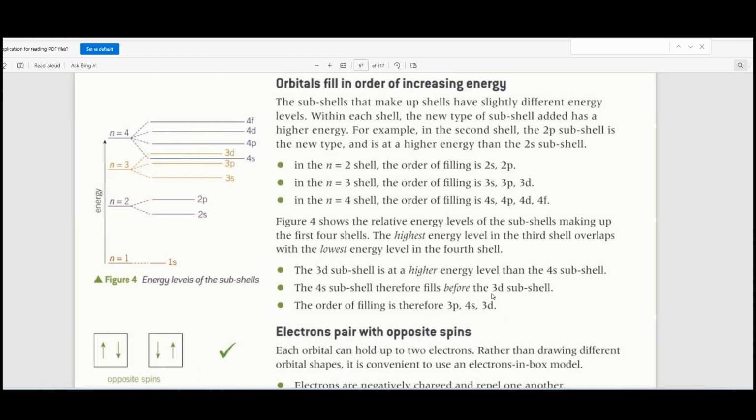So for now, just keep this in mind that we first fill 4s then 3d, because 4s may have slightly less energy than 3d. So what they said before was that if you go from shell 1 to shell 2, shell 3, shell 4, the energy level increases. But these are the extremes of their own shell. So 3d is the highest energy point of shell 3, and 4s is the lowest energy point of shell 4. So there is kind of an overlap there because of that. So keep this in mind.